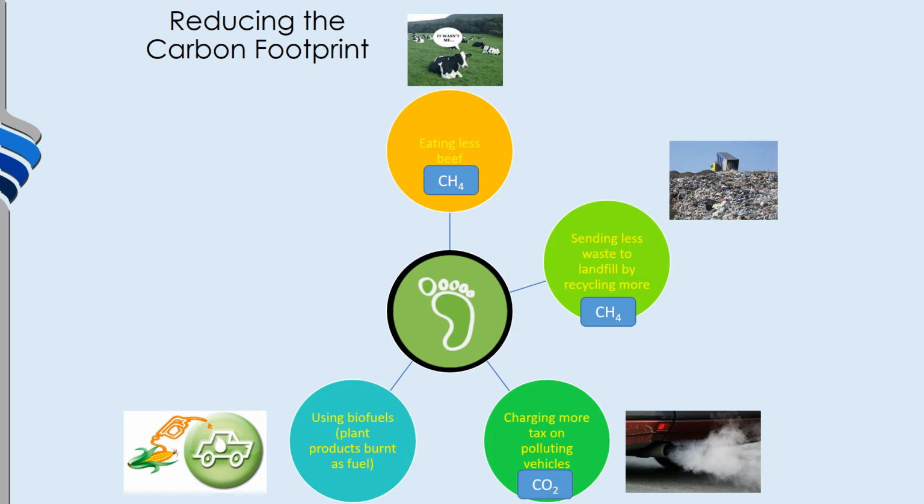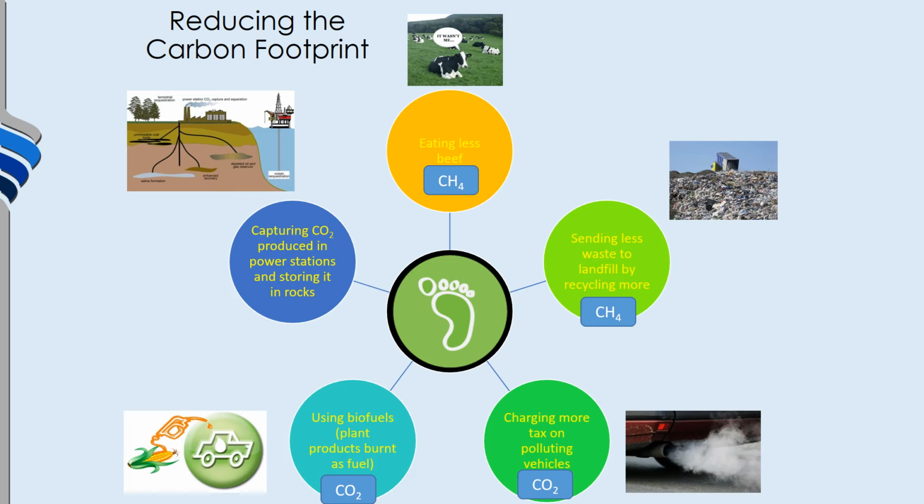Okay, another thing we could do is use more biofuels, which come from plants, and you can burn them as a fuel. So if we use more biofuels, are we reducing the amount of carbon dioxide or methane, do you think? Well done if you knew it is carbon dioxide. So even though we are burning the fuel and producing carbon dioxide, because we're getting it from plants, during their life they would have taken out from the atmosphere the same amount of carbon dioxide. So we say that they are carbon neutral.